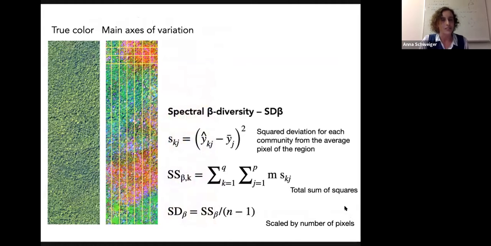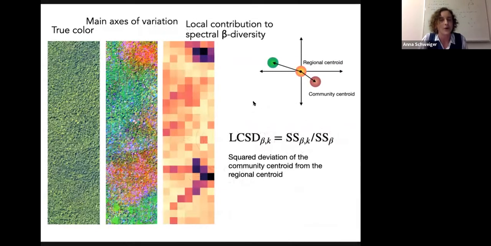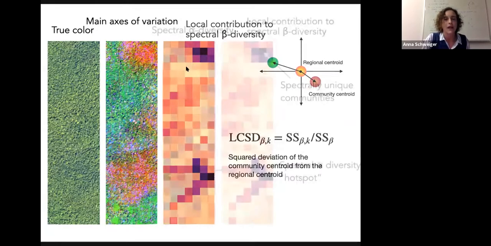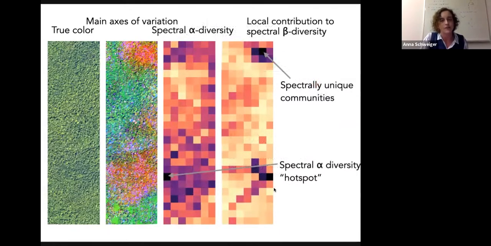But this is not all. We can also look at spectral beta diversity, which we calculate as the squared deviations of each community from the average pixel in the region. Spectral beta diversity is also just one value per region, but the local contributions to beta diversity, so the distances of one community to the regional centroid, the spectral centroid, if you will, can be mapped. And again, dark values correspond to high values in this landscape. By calculating the local contribution to spectral beta diversity, we get to spectrally unique communities, which are communities that likely contain either rare tree species spectra or rare combinations of more common trees.